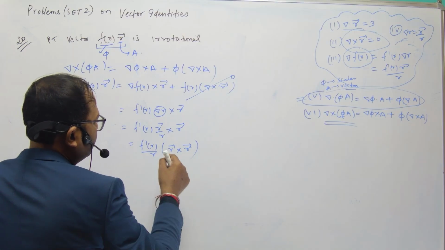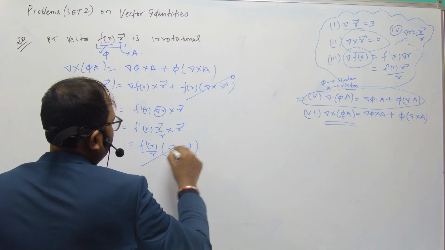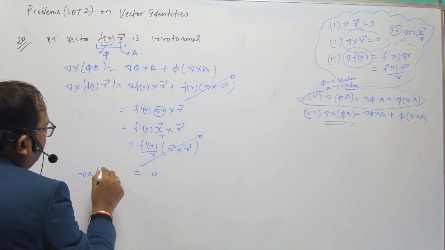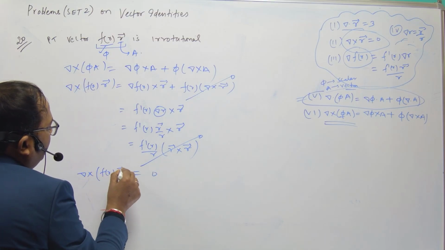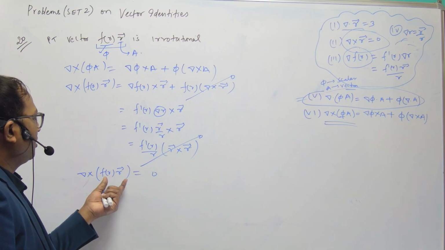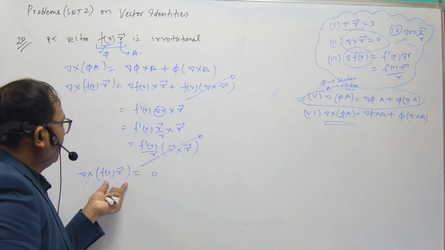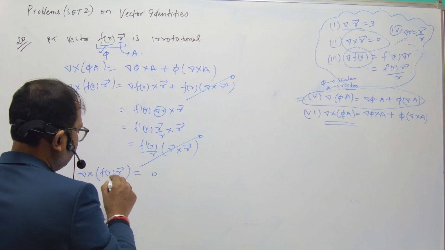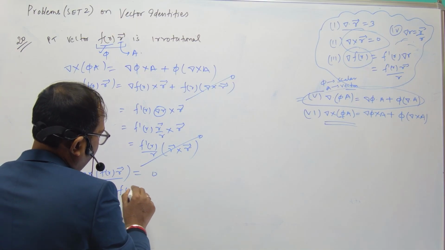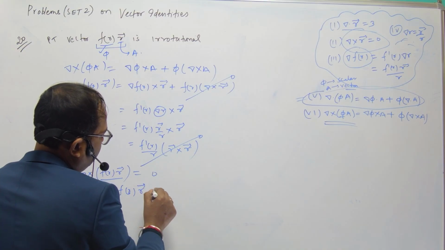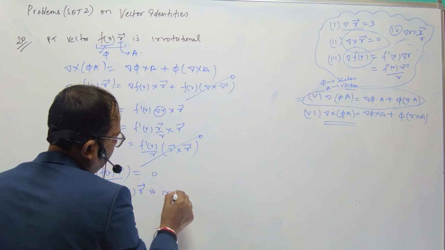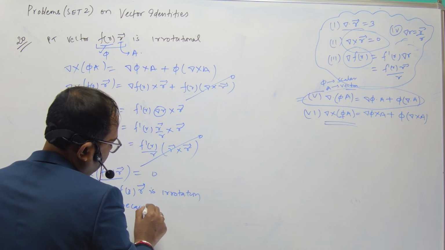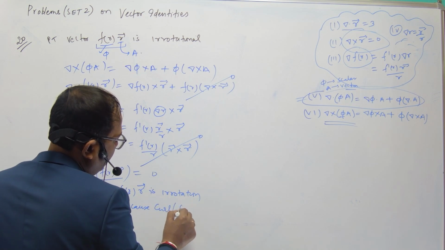The cross product of the same vector is 0. So r cross r is 0, and this is straight away 0. So we have del cross f(r) r vector, the curl of this vector f(r) r vector, is 0. This means the vector f(r) r vector is irrotational, because of the curl of r vector being 0.